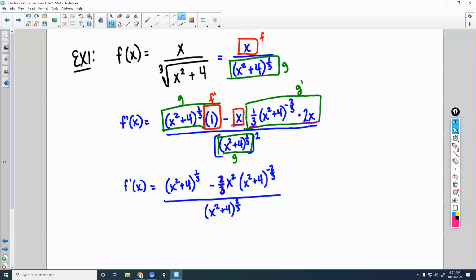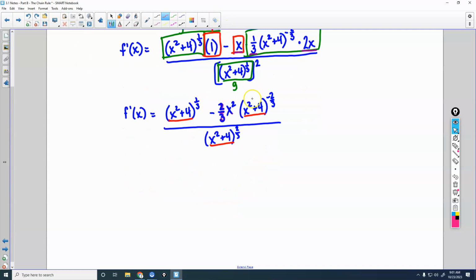Now, you should be noticing that we got this x squared plus 4, this x squared plus 4, we got one in the bottom also. So we probably need to factor that out. So in that numerator, you want to factor out the lowest exponent of your x squared plus 4. So you're going to pull out an x squared plus 4 to the negative 2/3 power. So that means you're dividing each one of these terms by x squared plus 4 to the negative 2/3.